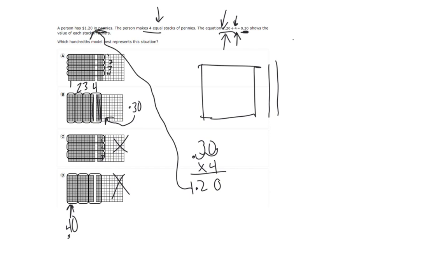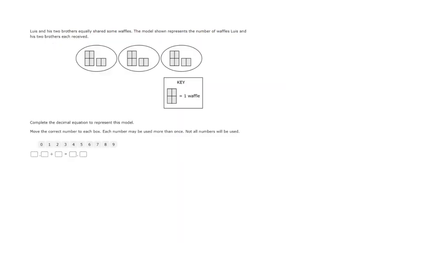Okay. All right, guys. Let's go ahead and take a look at one more. Let's take a look at this next question. This will be the new item types of questions that you guys will be seeing on STAAR. You have to drag and drop the numbers. So in this case, let's go ahead and read it. It says, Luis and his two brothers equally shared some waffles.